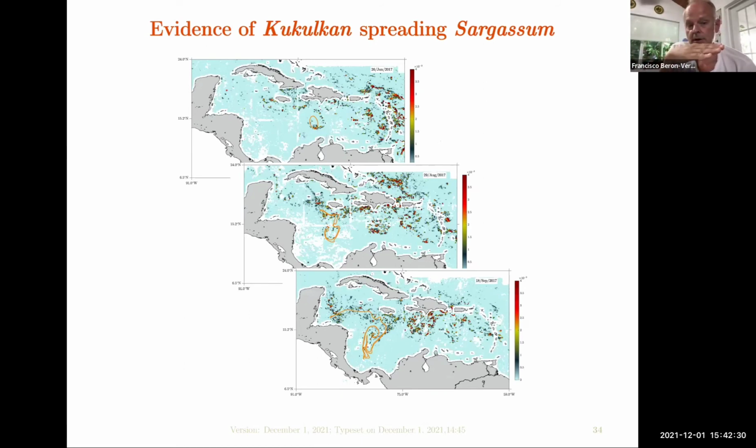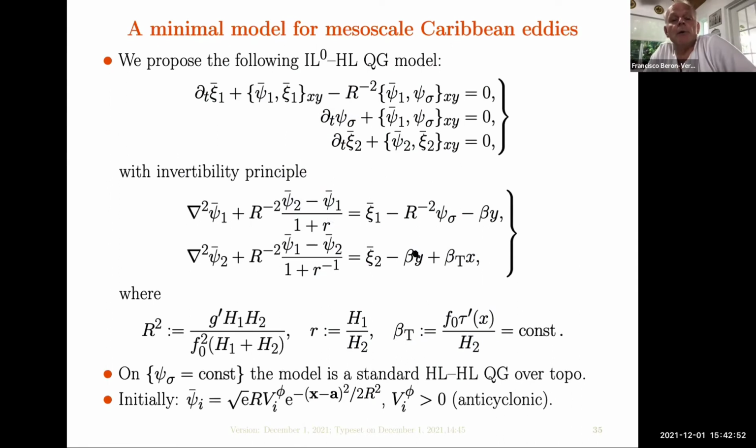This is one example, but in this paper we report situations like this that happened many times from at least 2011 to now, when the Sargassum inundation was first reported. We're using altimetry to detect these vortices. Okay, so we propose a little model for that. I emphasize this part because it's the subject of this talk.